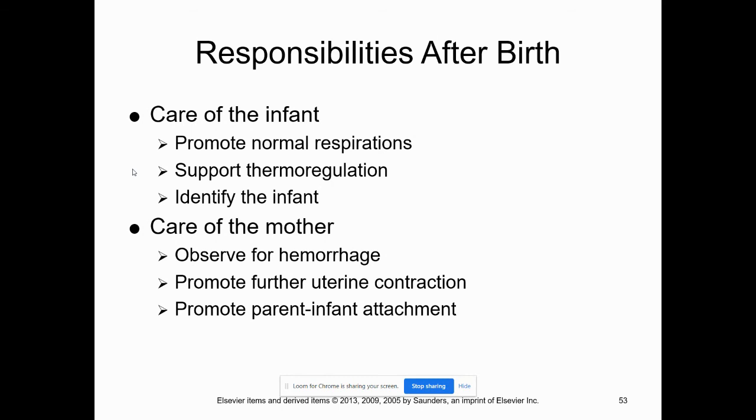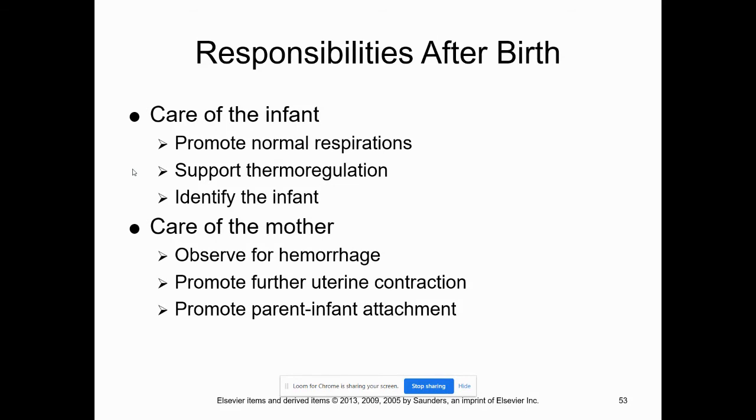The fundus itself should be firm, it should be midline, and either at or just slightly below the umbilicus. We have to massage that fundus if it is boggy or soft. And one of the best things we can do is put the infant to nurse immediately, because the oxytocin release will stimulate contractions and help to firm up that uterus.